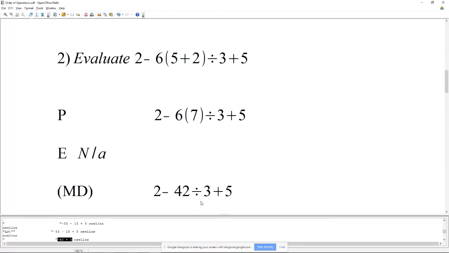Here is where you multiply. Now here's where it gets a little bit more confusing. As David pointed out, is this saying 2 minus 42 is over 3 plus 5? Well, if you're looking at this from like 150 years ago, that may have been what it meant.